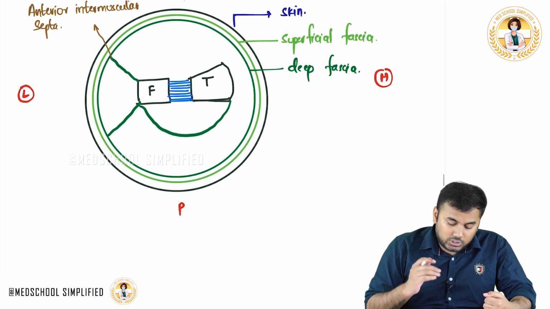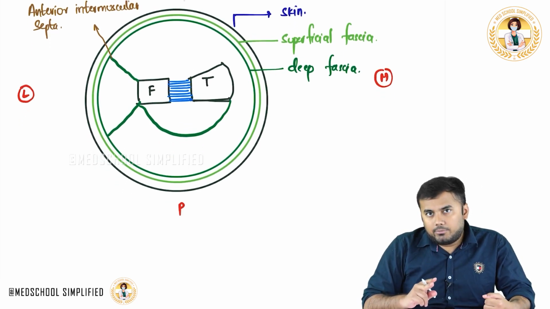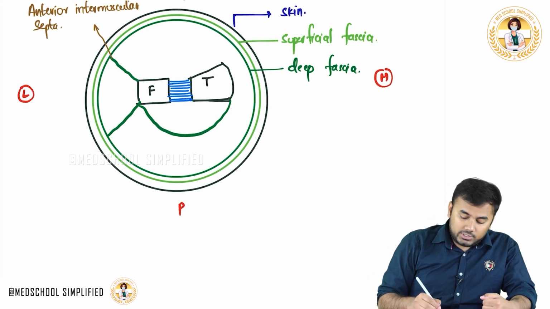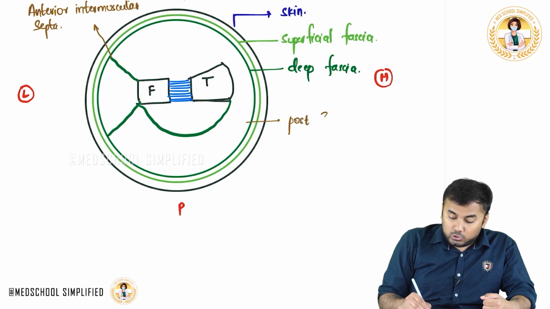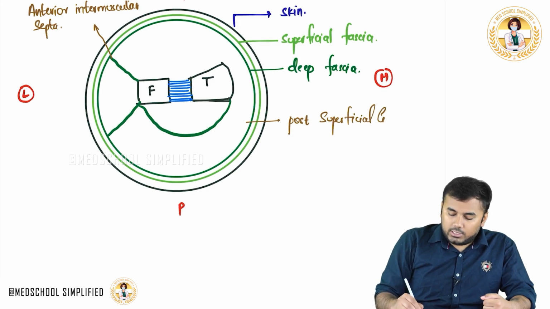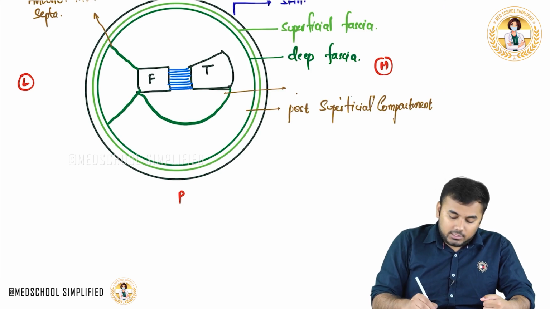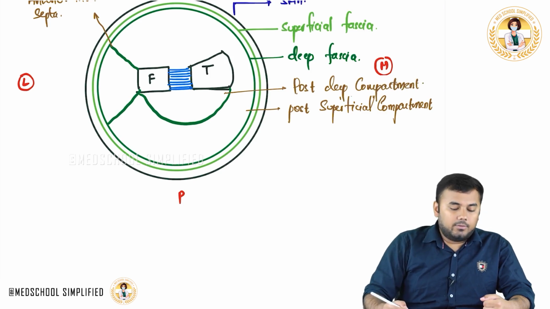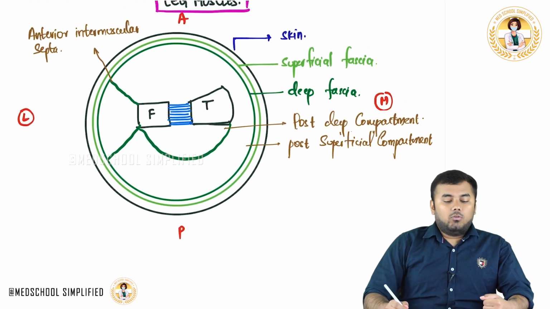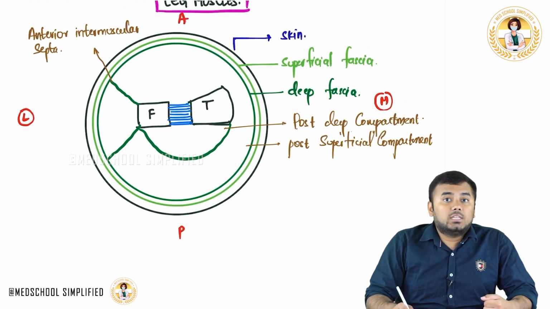Now the posterior compartment is again divided into two. This compartment over here is called the posterior superficial compartment, and this is called the posterior deep compartment.